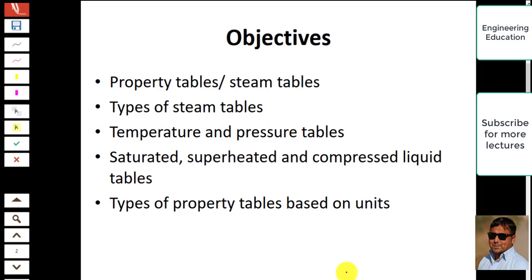And finally we will discuss the types of property tables based on units. Not finally, but we will talk about it in parallel, because various steam tables have different units.